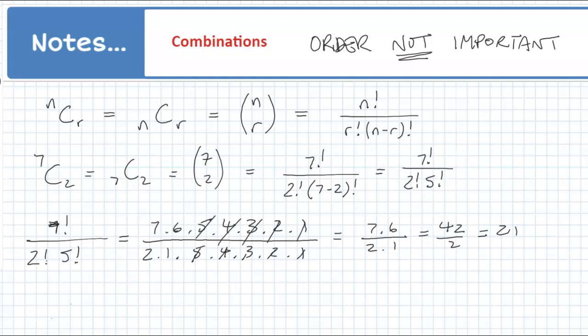So what I'm saying to you is when you're doing 7 combination 2, what we're going to have on the top here is two numbers starting at 7 going downwards. So 7 times 6 on the top, and then starting at 2 going down 2 numbers. So 2 multiplied by 1.